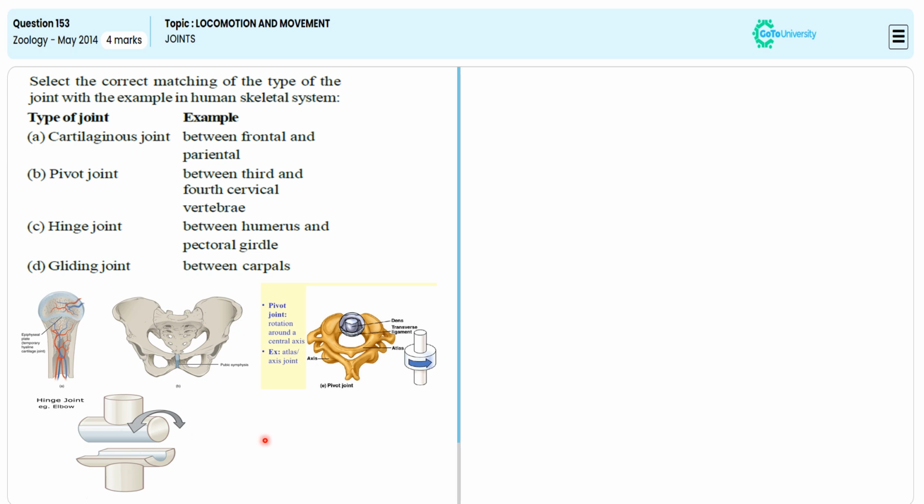Why are we accepting option D? Because the gliding joint is exactly present between the carpals. So we are choosing option D as the correct option to secure 4 marks.